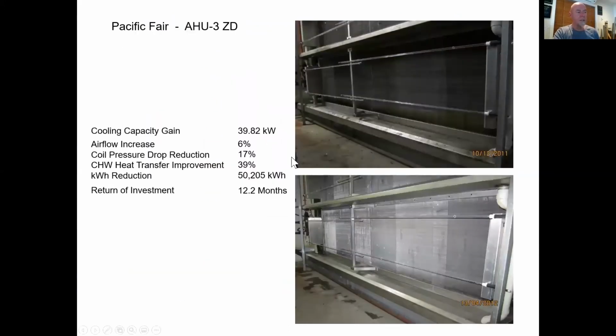This is an example of how we remove biofilm. So no manual cleaning done. This was what the coil looked like previously, and this is what it looked like about 90 to 100 days later. But there was no manual cleaning done on that, and that coil now stays perpetually clean. Also gained 40 kilowatts of cooling capacity and a 6% increase in airflow over that period.